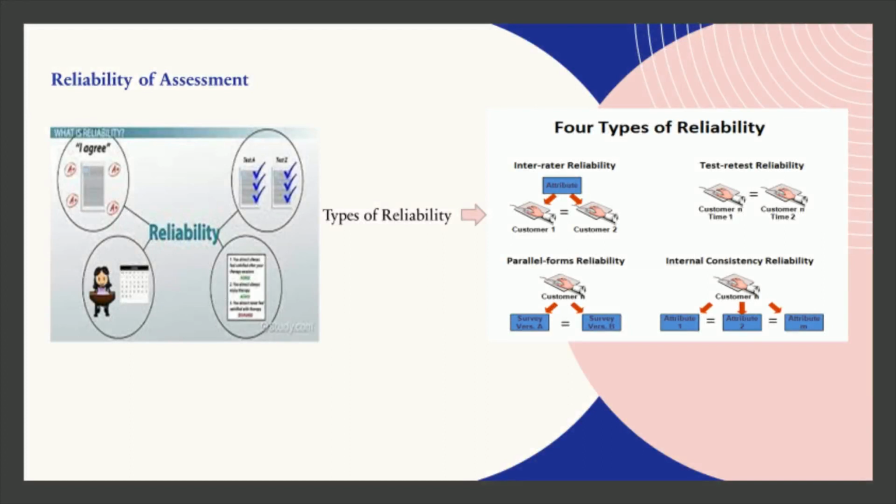Reliability is defined as the probability that a product, system, or a service will perform its intended function adequately for a specified period of time or will operate in a defined environment without failure.